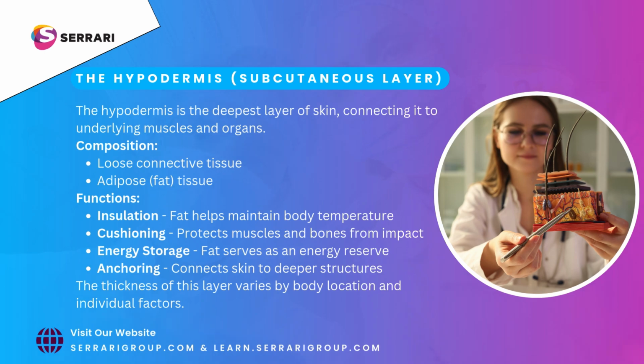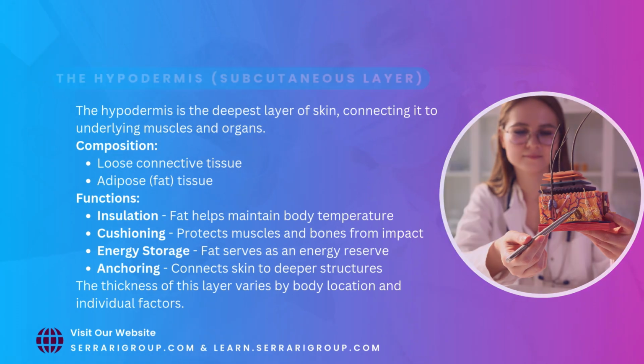The hypodermis, subcutaneous layer. The hypodermis is the deepest layer of skin, connecting it to underlying muscles and organs. Composition. Loose connective tissue. Adipose, fat, tissue. Functions. Insulation, fat helps maintain body temperature. Cushioning protects muscles and bones from impact. Energy storage, fat serves as an energy reserve. Anchoring connects skin to deeper structures. The thickness of this layer varies by body location and individual factors.